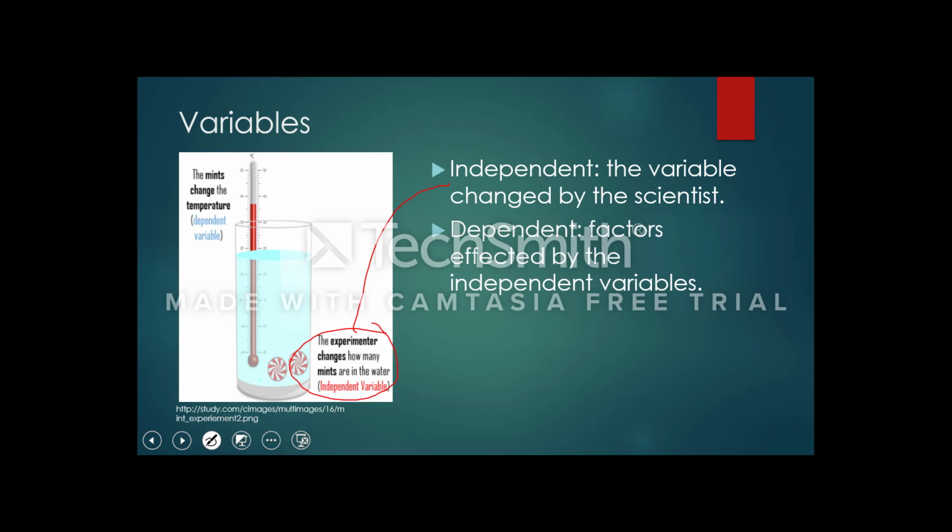Your dependent variable is the factor affected by the independent variable. So in this model, the mints change the temperature. That's your dependent variable. You can think of independent and dependent variables as cause and effect. Your cause is your independent variable. Your effect is your dependent variable.